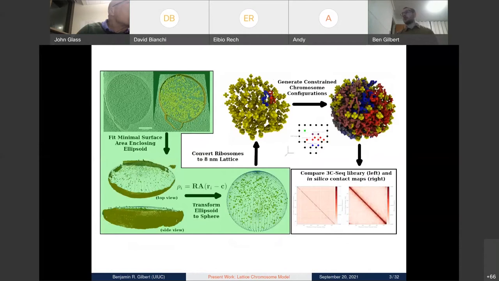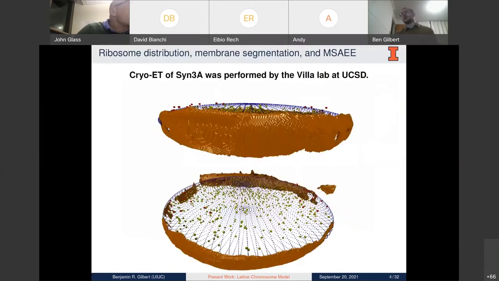So just to briefly talk through each of the steps, first, we, of course, got the cryo-electron tomograms. And so here's an example of that. And we can see that during the process of collecting the cryo-electron tomograms, the cells were squished down to an ellipsoid shape, which is shown here. The ribosomes are shown in yellow, which were determined via template matching. And then the membrane segmentation is shown in orange. And then there's this bounding ellipsoid that we fit that contains all the ribosomes, which we use during our transformation process.